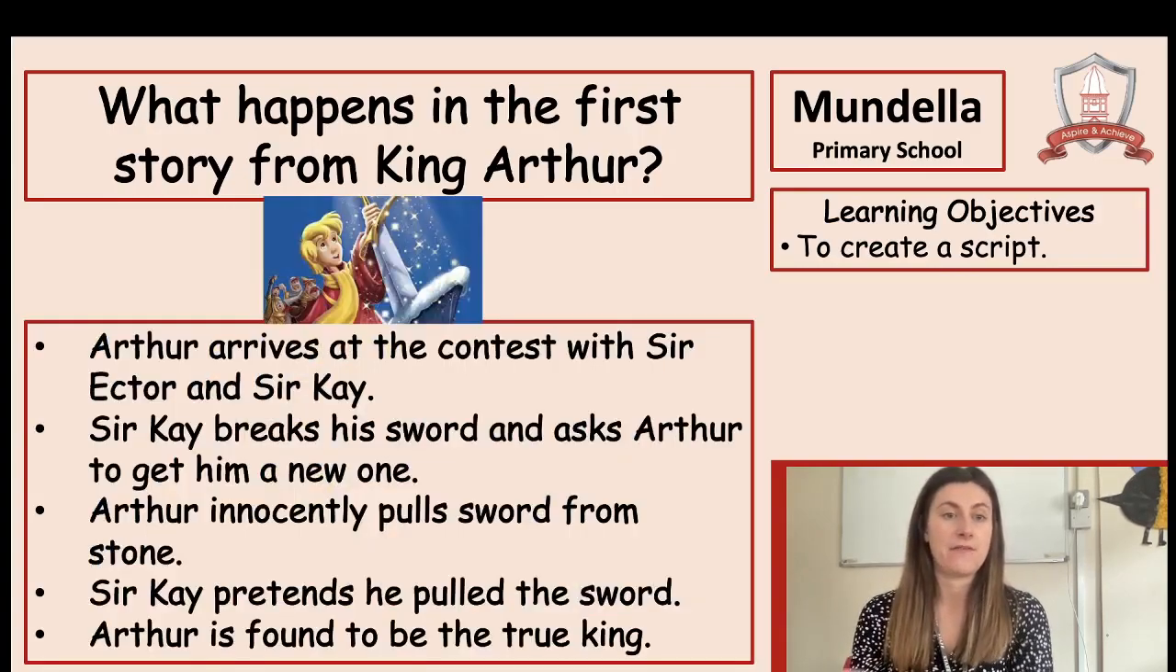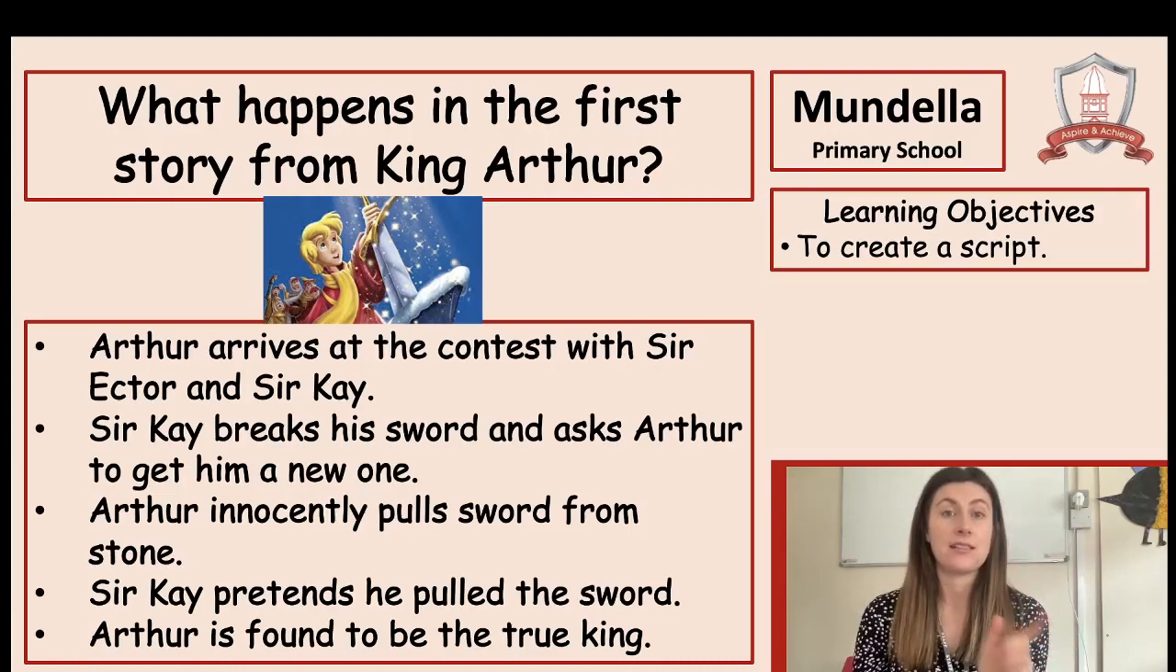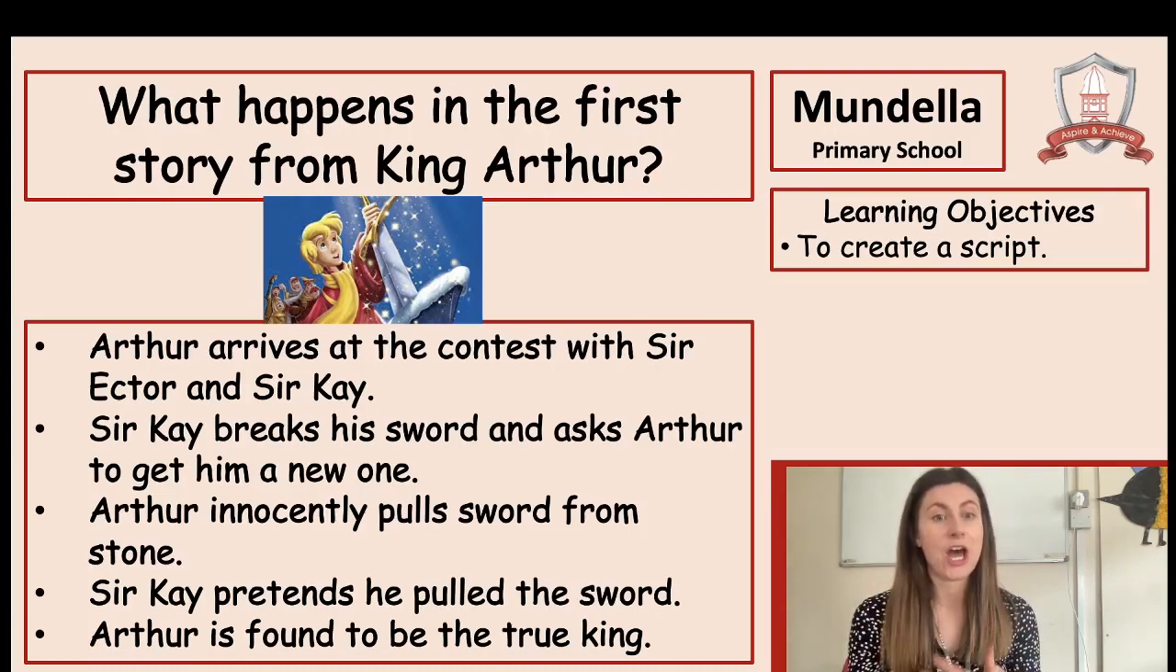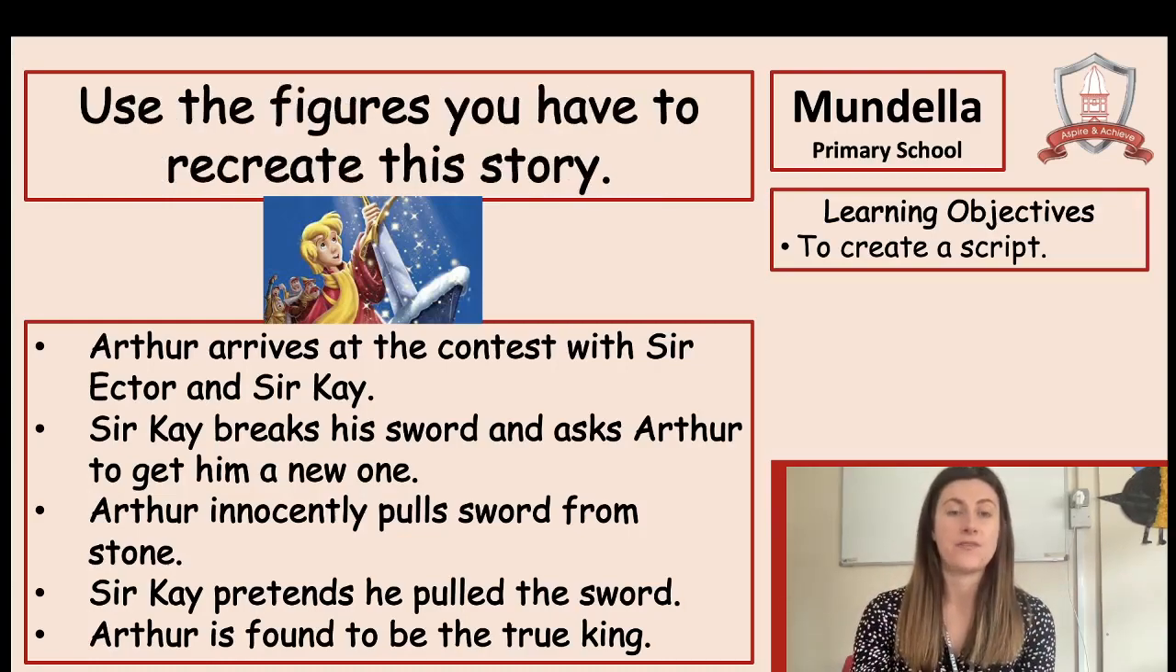Let's go through the key events from that first story. So Arthur arrives at the contest with Sir Ector and Sir Kay. So remember, at this point, Sir Ector we think is Arthur's real dad, and Sir Kay we think is his real brother. So Sir Kay is doing really well in the contest, but then things start to take a turn and he breaks his sword, and he asks Arthur to go and get him a new one. So Arthur then innocently pulls the sword from the stone. Sir Kay pretends that he pulled the sword and not Arthur, and then finally Arthur is found to be the true king. So we're going to use this basis to do some drama about this first story.